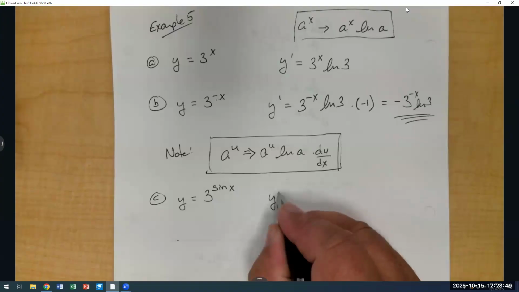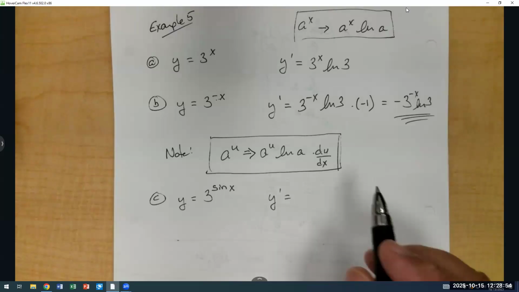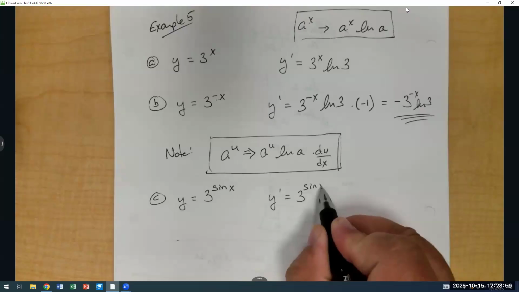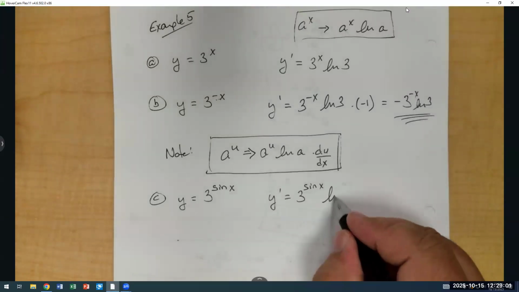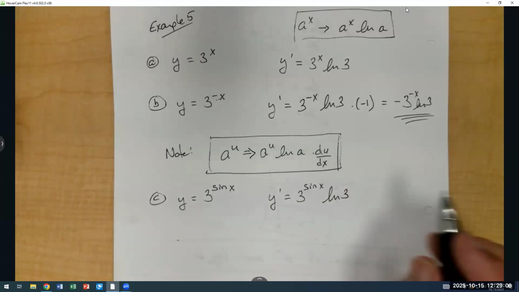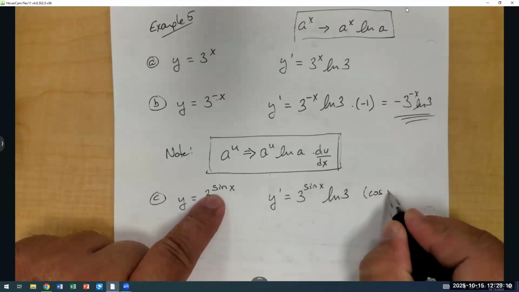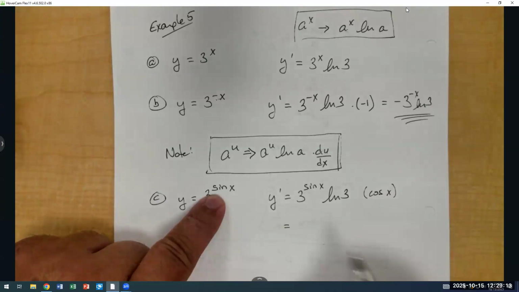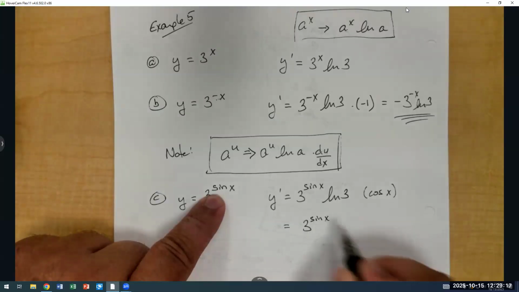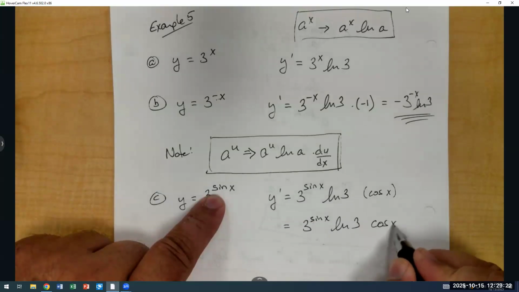So the derivative here is the original equation, 3^(sin x), times ln 3, times the derivative of sine, which is cosine. So it's 3^(sin x) ln 3 cos x.